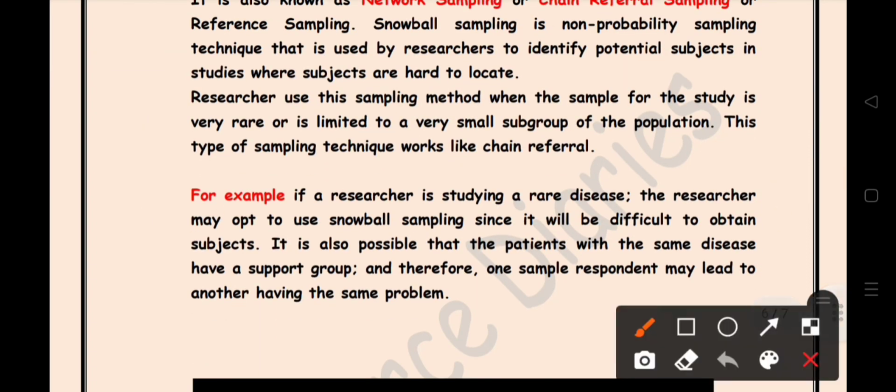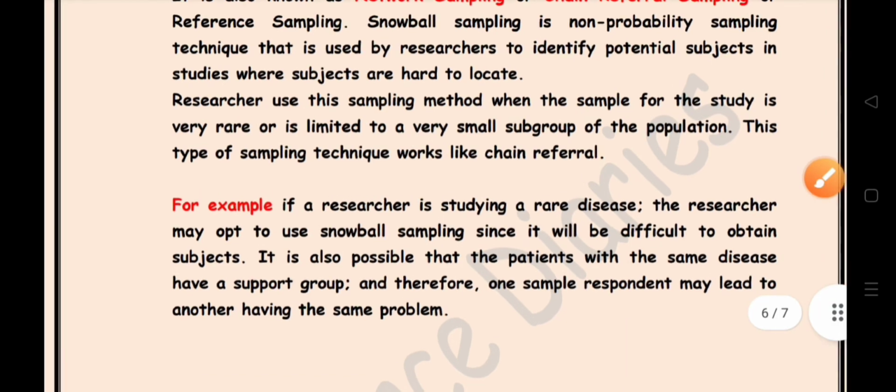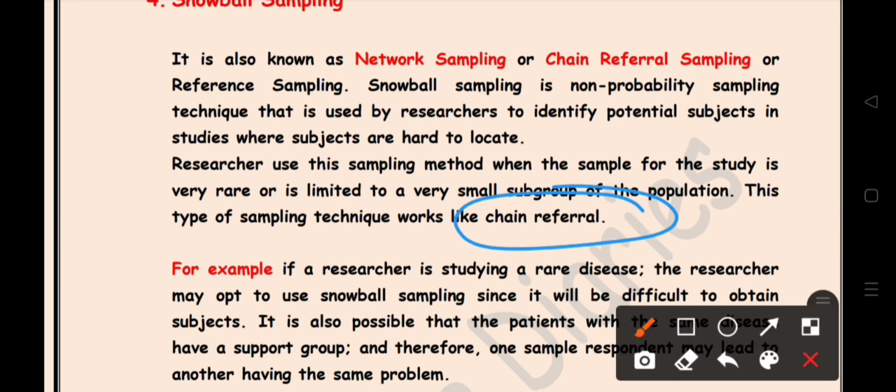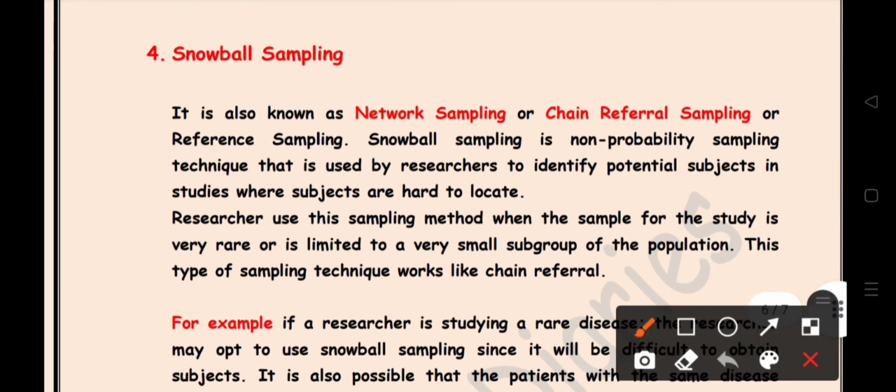So here the researcher uses this sampling method when the sample of the study is rare or limited to very small subgroups of the population. This type of sampling works like a chain referral. This is also an important key point over here: snowball sampling is also known as chain referral sampling.